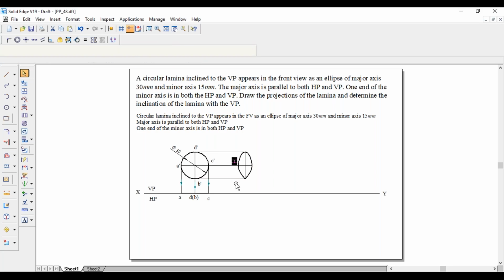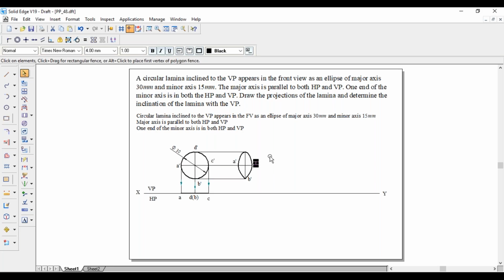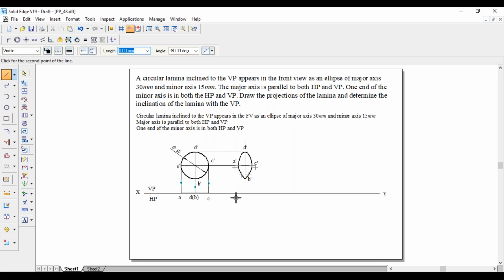So this is A dash, B dash, C dash, D dash. Now project the points in downward direction from A dash till the XY line, whereas from C dash, draw in downward direction. So now take this AC as radius, that is 30 mm, because the circle is for 30 mm. AC as radius. This endpoint as center, 30 mm as radius. Cut an arc on this line. Join this one with a line.